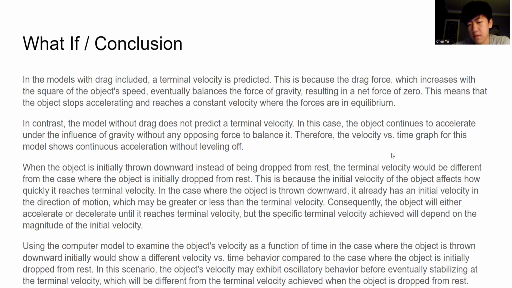Using the computer model to examine the object's velocity as a function of time in the case where the object is thrown downward initially will show a different velocity versus time behavior compared to the case where the object is initially dropped at rest. In this scenario, the object's velocity may exhibit oscillatory behavior before eventually stabilizing at the terminal velocity, which would be different from the terminal velocity achieved when the object is dropped from rest.